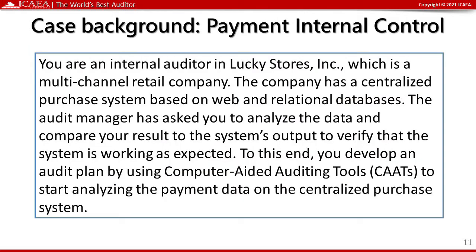Case description. Imagine you are an internal auditor and you come to a company. The company has a procurement system based on a network and a related database. The company's audit manager has asked you to analyze the data and compare it with the company's system to test whether there are any issues with the system. Therefore, you need to develop an audit plan and use CAATs to start your analysis.